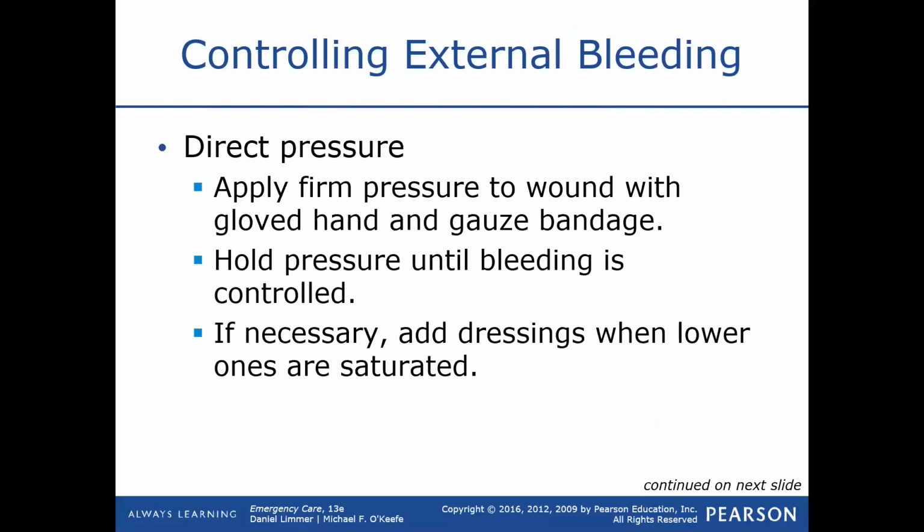Direct pressure. So how do we do direct pressure? We apply firm pressure to the wound with a gloved hand and gauze bandage. Okay, and we hold pressure until the bleeding is controlled. If necessary, add dressings when lower ones are saturated. So we grab some gauze and we hold it on with our gloved hand and we just squeeze. And if it bleeds through that, we can add a little bit more.